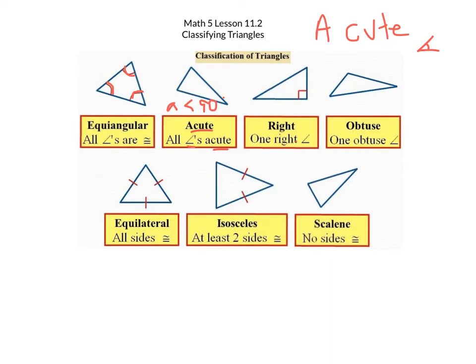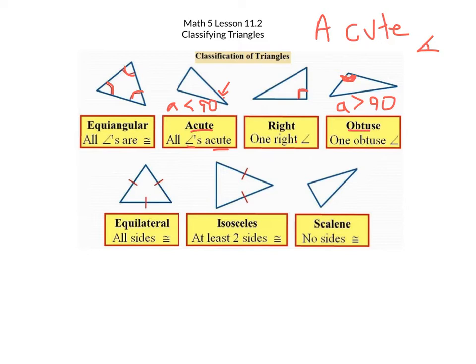Right triangles, you should know that one already, means it has one angle that is a right angle, which is exactly 90 degrees. Remember, acute has to be less than 90, whereas a right angle is exactly 90. Obtuse means it has one angle that is larger than 90. You can see here it's this one. These two are acute little angles, but this one is definitely larger than 90. It has one angle greater than 90, not all of them. That wouldn't work. So, equal angular, acute, right, and obtuse.